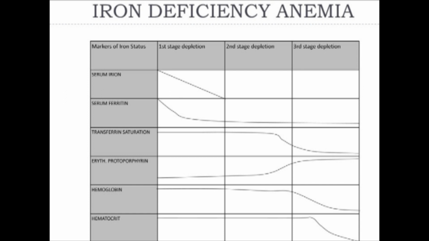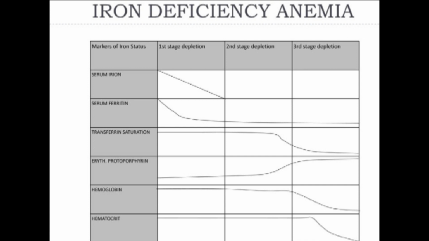Oftentimes, serum ferritin is used as a way of screening for the potential danger of outright iron deficiency anemia occurring eventually. So it's a good way to stop it in its tracks and to start a therapeutic diet, for example, to help the person recover their iron reserves. The other one is transferrin saturation. You can see that the saturation levels start to decline near the end of the second stage, and they tend to be at their lowest in the third stage of depletion, which tends to coincide with the outright iron deficient state.